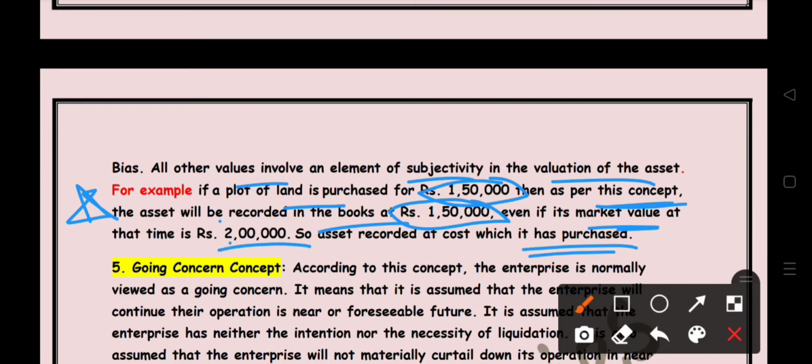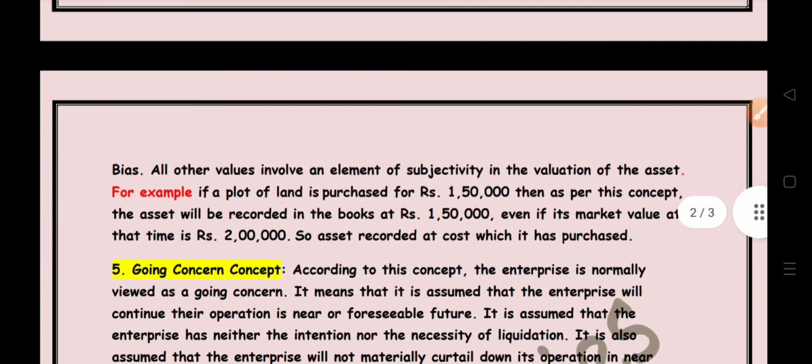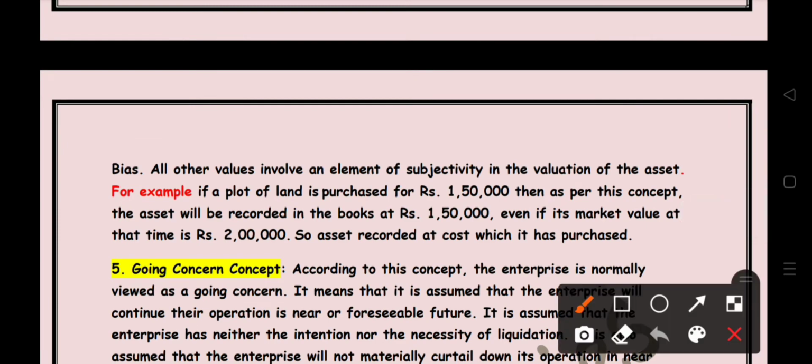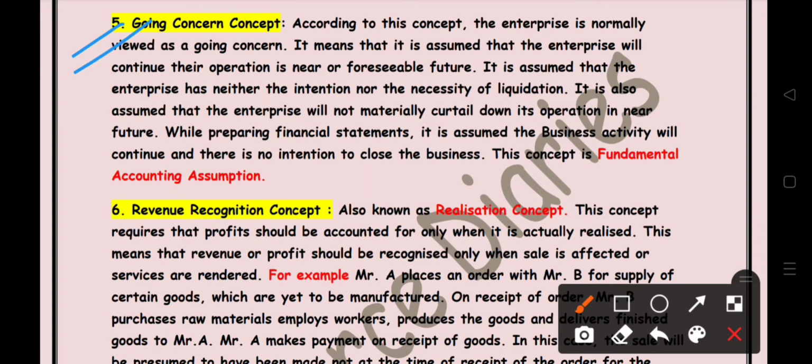Here, as per this concept, we record all our assets at the cost at which we acquire or purchase them. Even if the value of the asset is appreciated or depreciated, we treat that separately, but in our books of account we record all our assets at cost, that means at the historical or purchase cost. The next concept is the going concern concept.